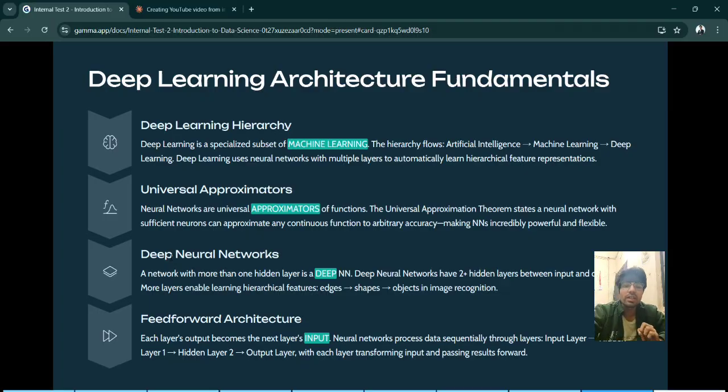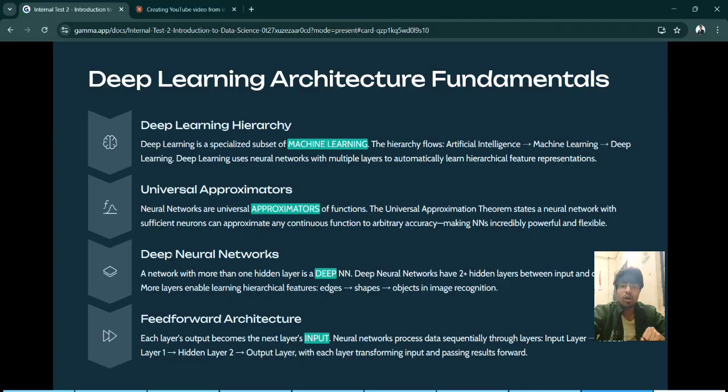So question number 28. A network with more than one hidden layer is termed as blank NN. So the answer is a deep neural network or DNN. We classify a network by depth. Shallow networks have zero or one hidden layer. A deep neural network has two or more hidden layers.